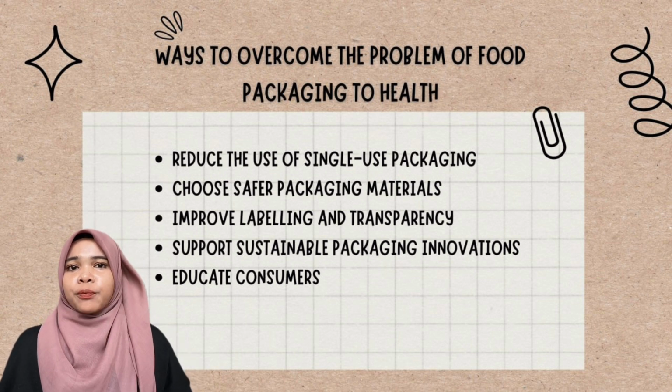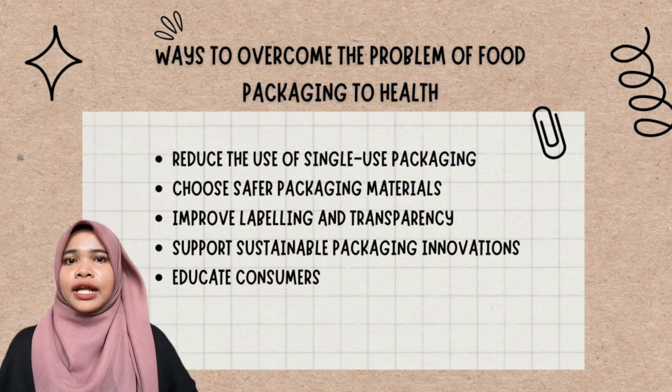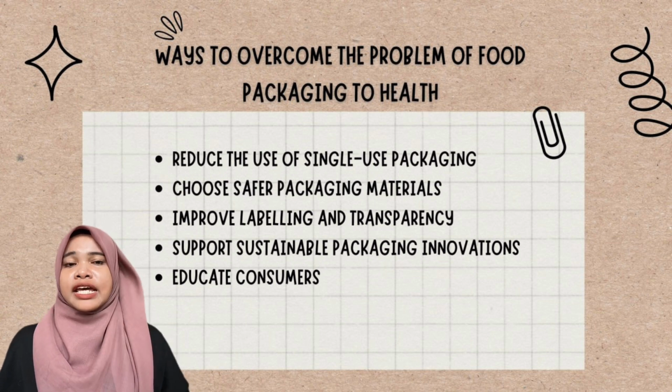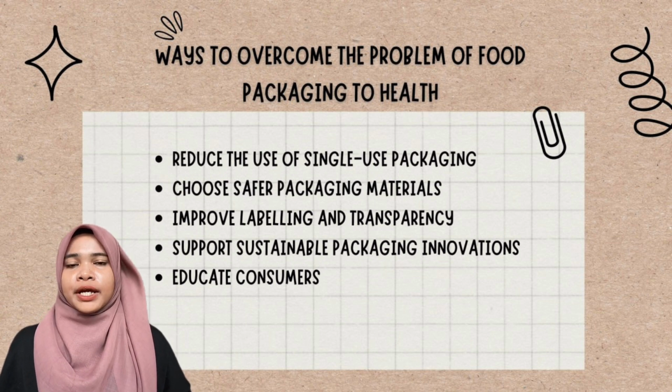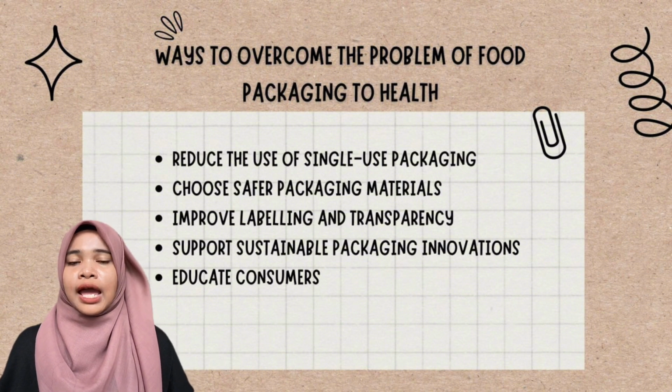After that, improve labeling and transparency. Label food packaging clearly and accurately to notify customers about the contents and any health risks. This enables customers to make educated decisions and avoid items with potentially dangerous packaging. The next way is support sustainable packaging innovation. Invest in R&D to find sustainable packaging options that are both safe for health and ecologically beneficial. This might involve creating bio-based or biodegradable packaging materials.